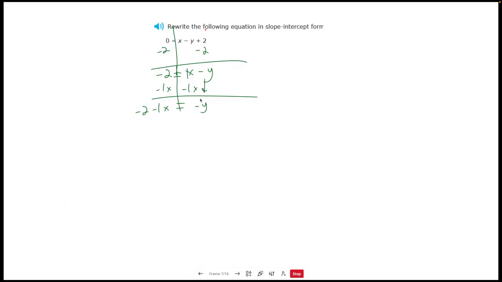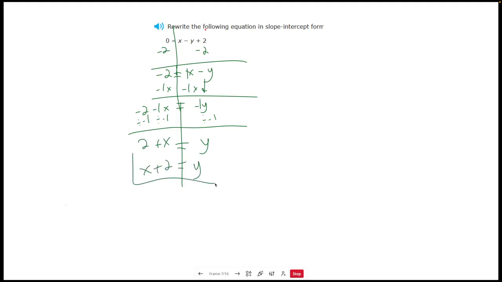And then remember this is an invisible negative 1, so let's divide everything by negative 1. So now we get y equals negative 1 divided by negative 1 is positive 1. So this is positive 1x, or just x. And then this is 2. And then let's put the x first, so x plus 2. Okay? Again, get the y by itself.